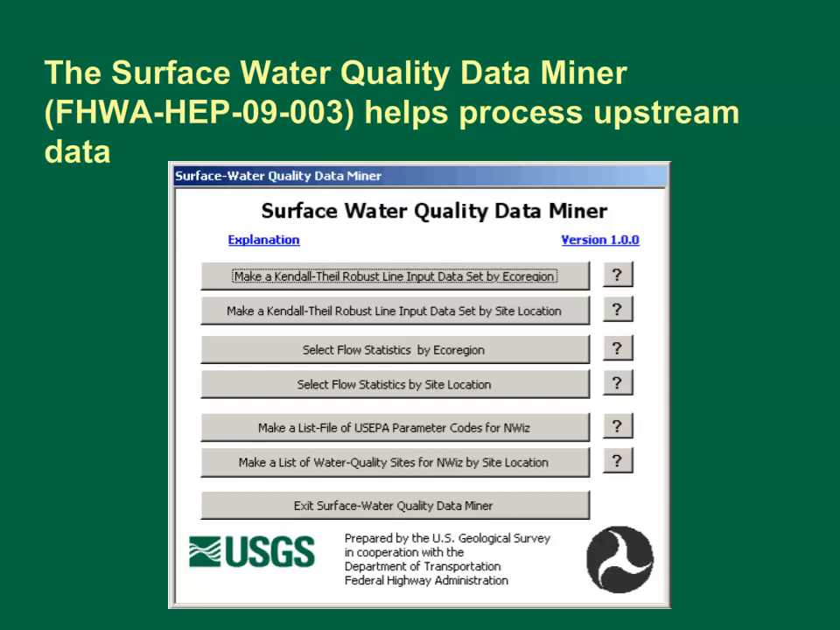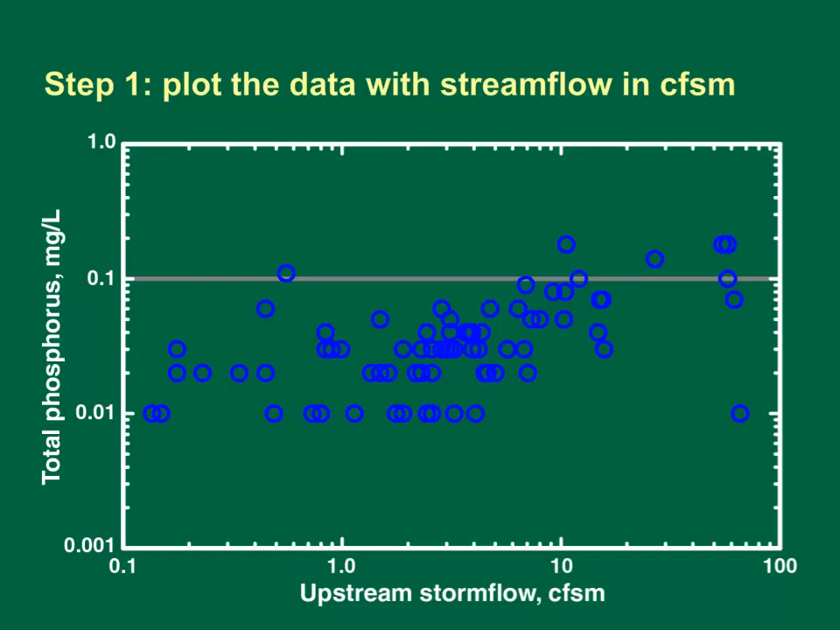The first step in building a transport curve is to plot the data with streamflow in cubic feet per second per square mile. The blue circles are paired values of measured total phosphorus concentrations and flows in Sasko Brook in southwestern Connecticut. The concentrations in milligrams per liter and the storm flows in cubic feet per second per square mile are shown on logarithmic axes. The gray line is a water quality criterion for total phosphorus in receiving waters.